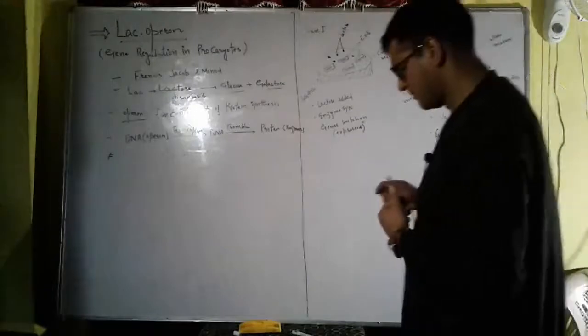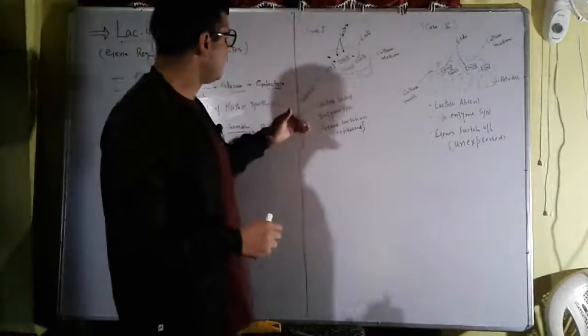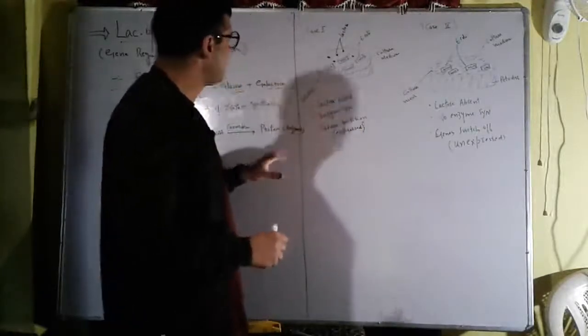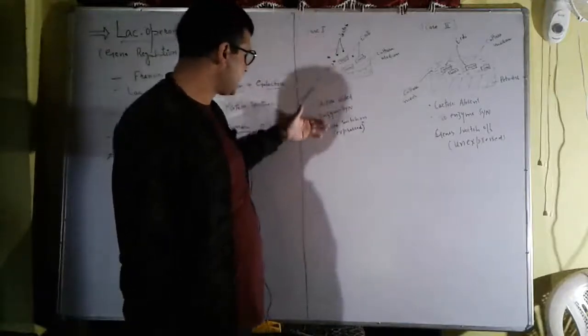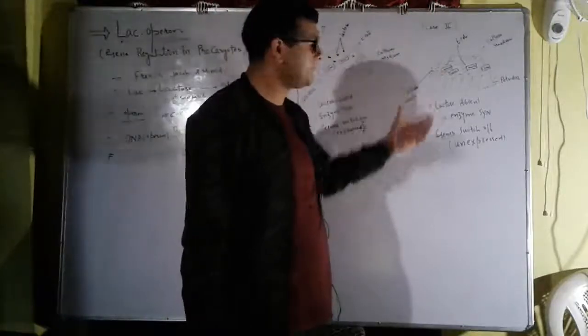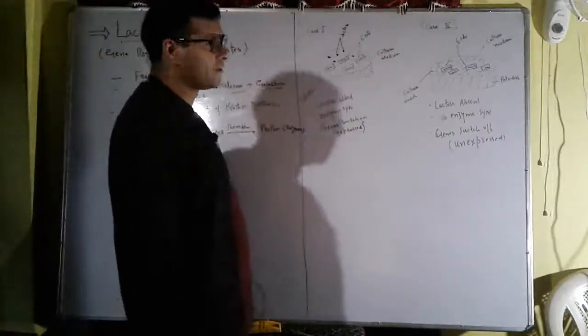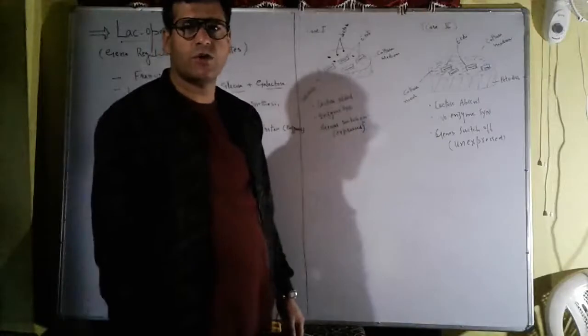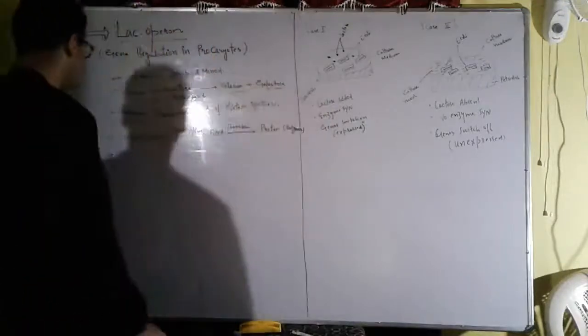This was in the case second. Jacob and Monod wanted to explain it at a molecular level. That means when the lactose is present in the culture medium, enzyme synthesis occurs, and when lactose is absent in the culture medium, no enzyme synthesis occurs. So they proposed the concept of lac operon, also called the lactose operon. What do you mean by lac? Lac means lactose, it is a disaccharide.